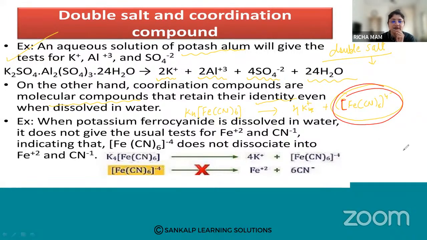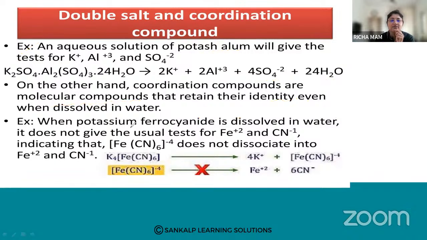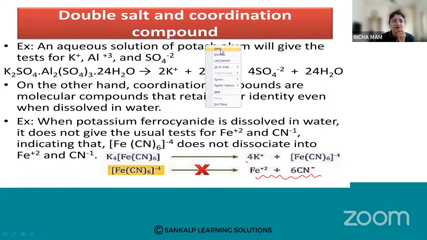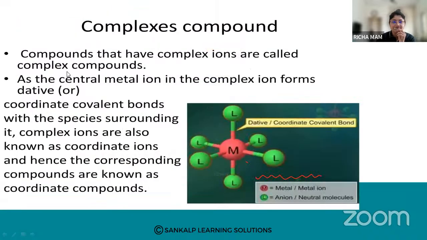The example here is when potassium ferrocyanide is dissolved in water. It will not give you Fe2+ and 6CN-, but instead it will give you 4K+ and [Fe(CN)6]4-. So this shows that it is a coordination compound. It is retaining its identity. So this is the difference between the double salt and the coordination compound.